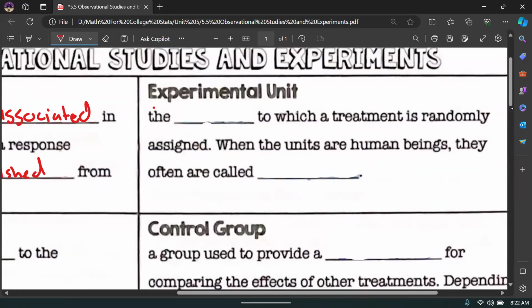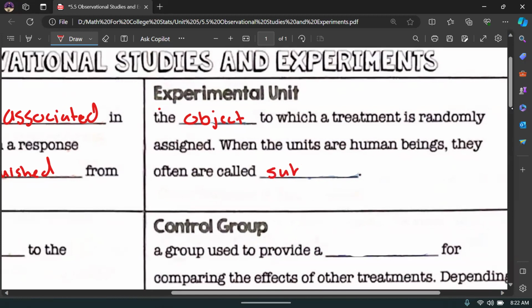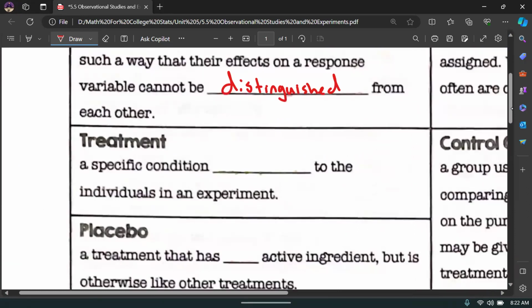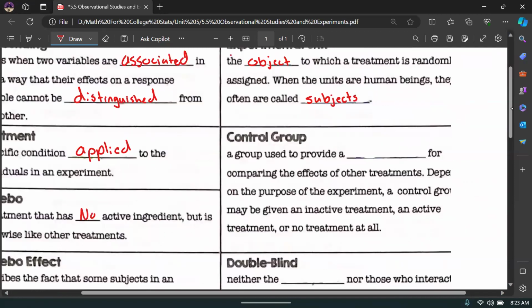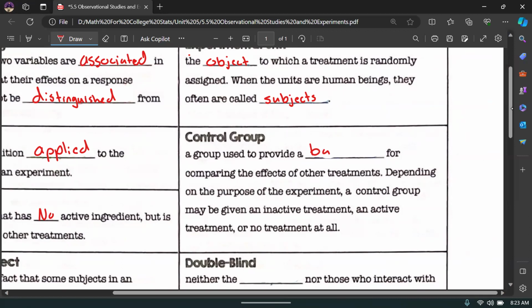The second part of this, experimental unit. Experimental unit, the object to which a treatment is randomly assigned. When the units are human beings, they're often called subjects. All right. Treatment, a specific condition applied to the individuals in an experiment. Placebo, a treatment that has no active ingredient, but is otherwise like other treatments. I'll talk more about placebo in a second. Control group, a group used to provide a baseline for comparing the effects of other treatments.